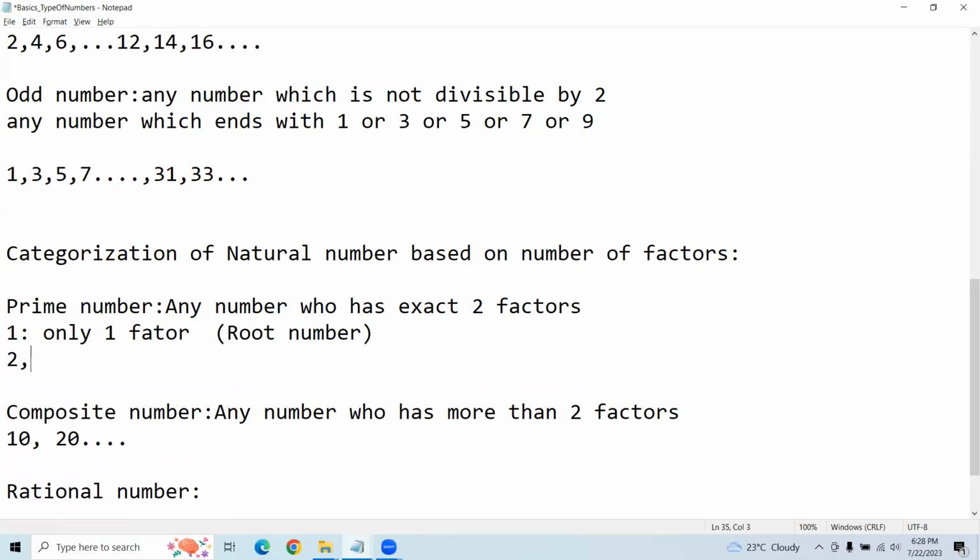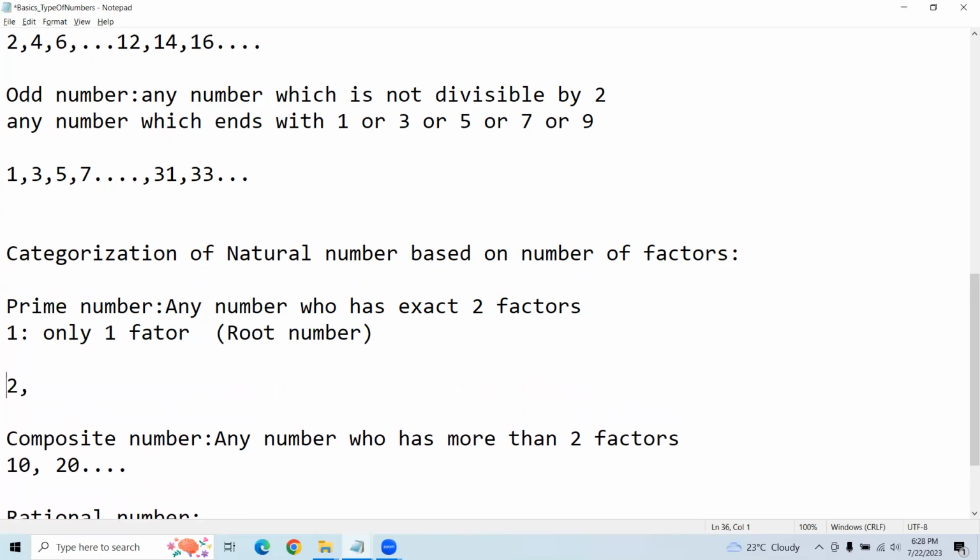Let's take 2. 2 is the only even number which is prime. If you take any other even number, it is always going to be divisible by 2. So it will have more than 2 factors: 1, that number itself, and 2. So there is no other number than 2 which is even and prime.